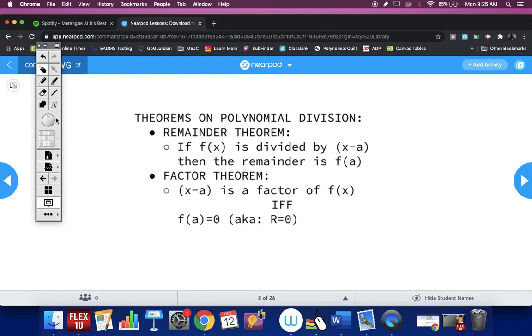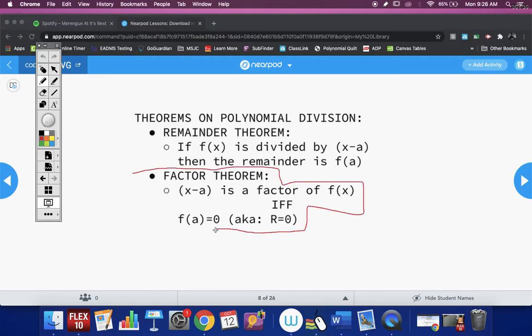All right, and this really was the main point. We have two theorems about division, but we're really looking at this factor theorem. What the remainder theorem says is that if you're dividing a polynomial by some hopefully linear binomial, the remainder is always going to be whatever f of a is. So I could plug a into the function and it'll tell me what the remainder is.